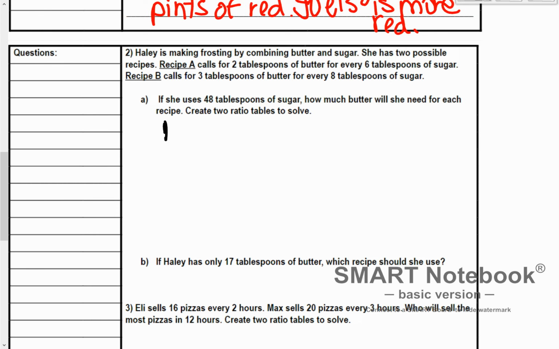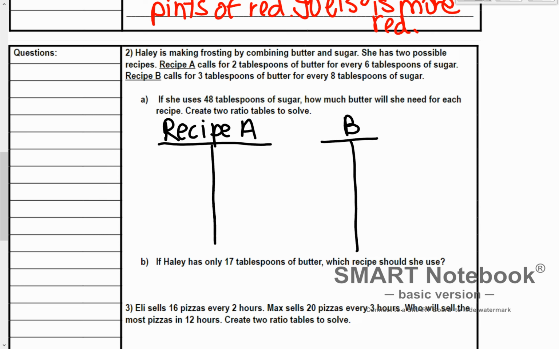So I need a label for each ratio table. You could put recipe A, you could just put A and B, however you want to do that. I'm going to make them vertical today. Yesterday we did them all horizontal, or with our ratio tables we did them horizontal, so I'm going to show you what they look like vertical. And then we need to label each ratio table, but then we also need to label butter and sugar.